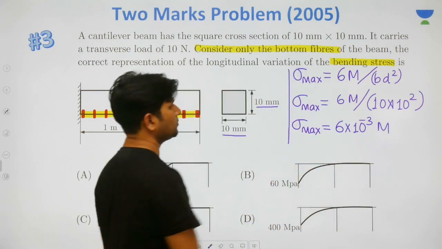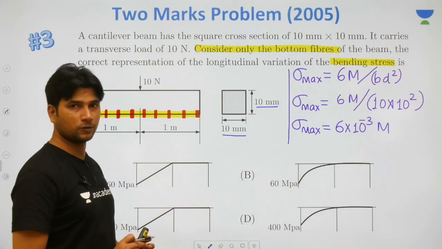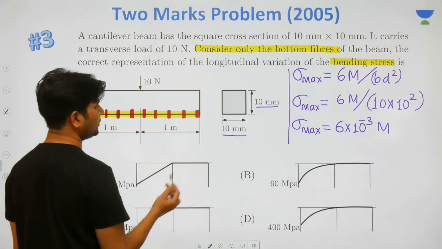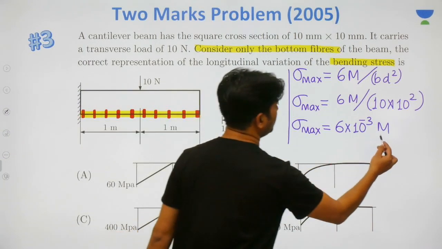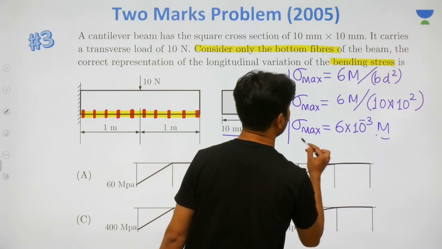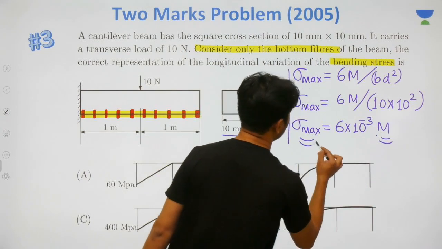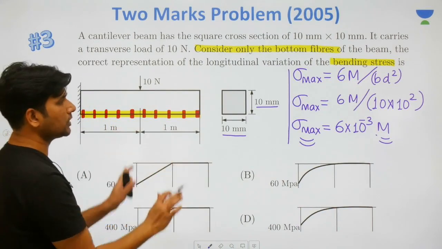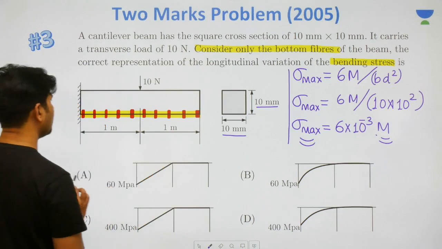This is the bending stress value at the bottommost fiber. Now you can put the M value for any given section and you'll get the bending stress value at the bottommost fiber at that particular section. Alright, so this is what we have here.